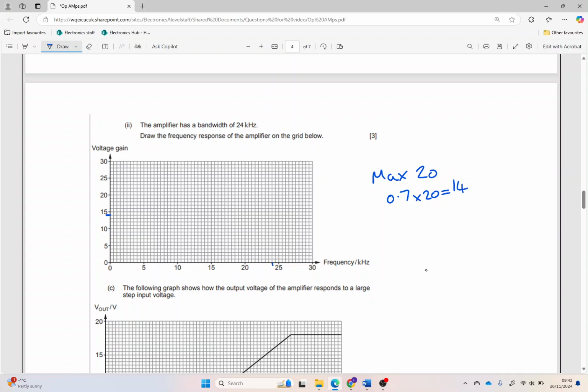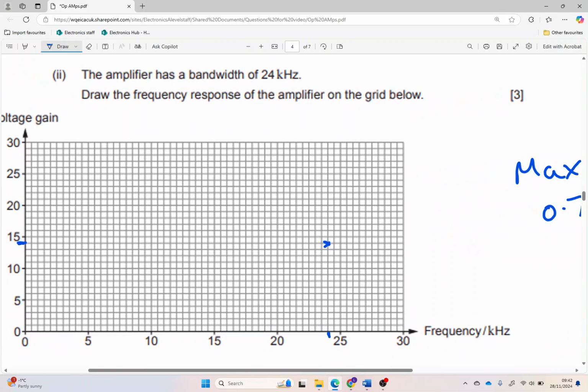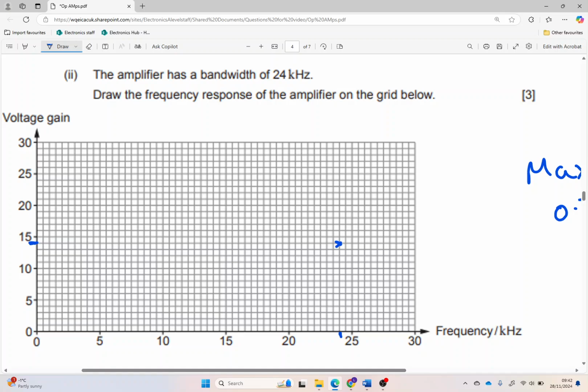There we go, 14. So coming along to there, at that point there, which I think is there. Eyesight not as good as it used to be. Let's zoom in a little bit. There we go. Then I can draw my line coming along at 20. At some point when I get close to that point, I can curve it down through that point that dictates the bandwidth, and make sure that I curve off at the bottom.